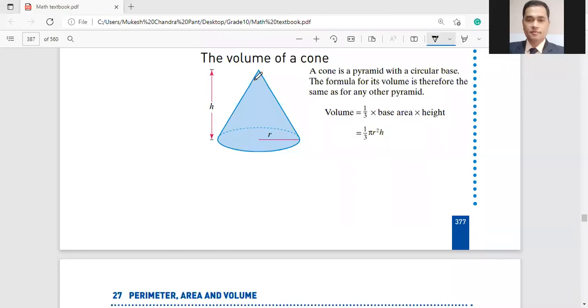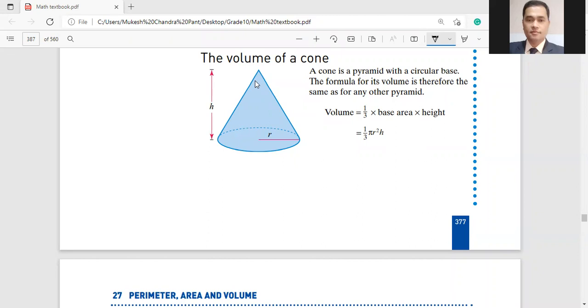Volume of cone. So this is a cone, as you can see on your screen. It is like a prism or pyramid. A cone is a pyramid with a circular base. The formula of its volume is therefore the same as for any other pyramid.